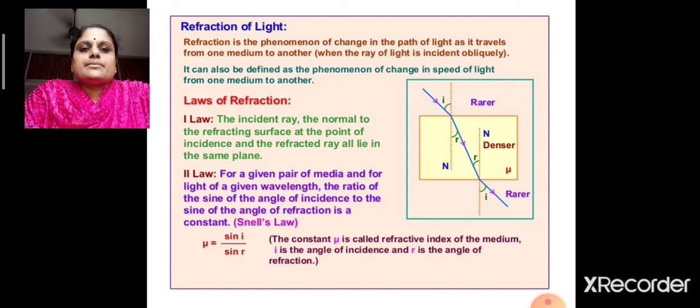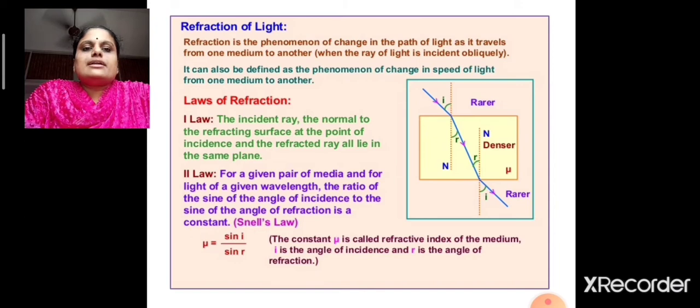Now let us discuss the laws of refraction. The first law states that the incident ray, the normal to the refracting surface at the point of incidence, and the refracted ray all lie in the same plane. According to the second law, for a given pair of media and for light of a given wavelength, the ratio of sine of the angle of incidence to the sine of the angle of refraction is a constant.